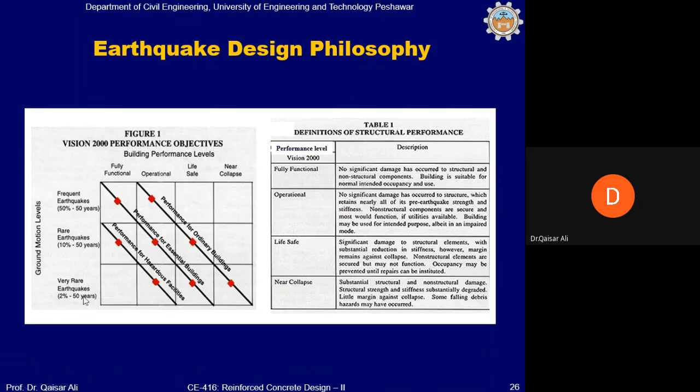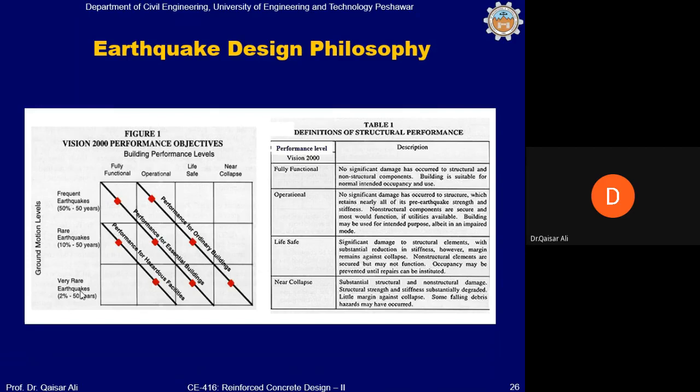So it will not be advisable to design our structures for an earthquake event whose probability of non-occurrence is 98%, such that buildings remain undamaged during this earthquake. It will be too uneconomical, too costly.